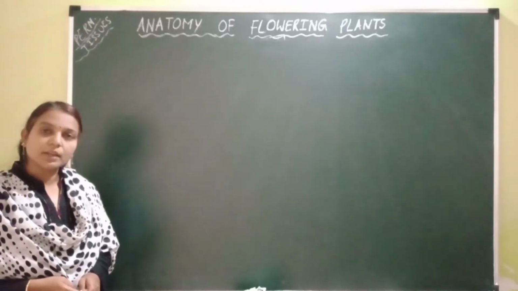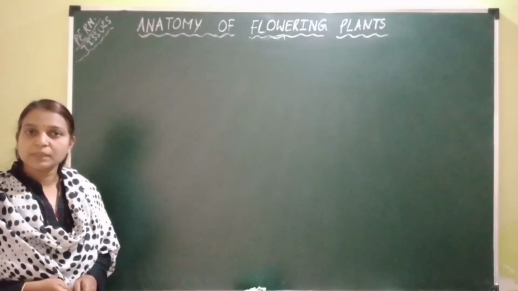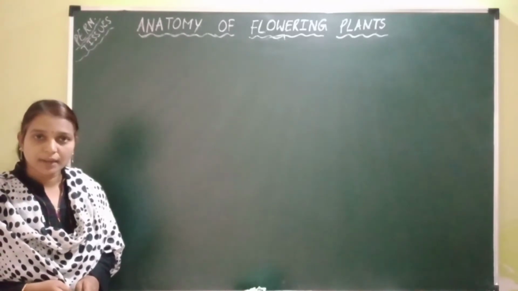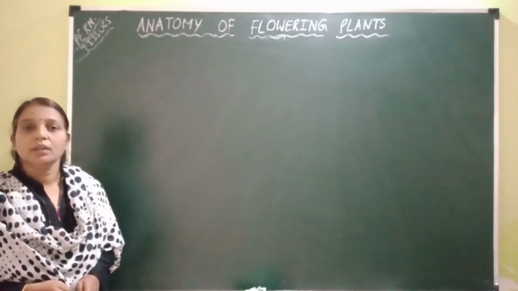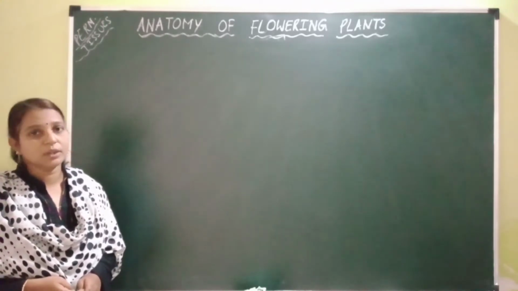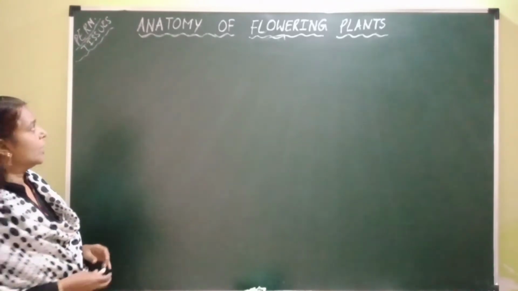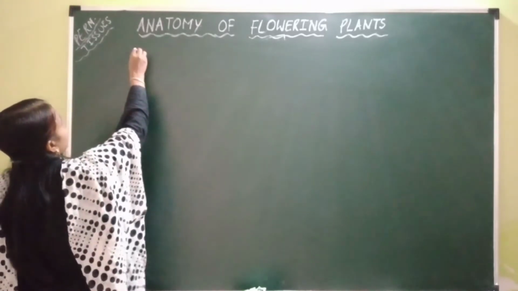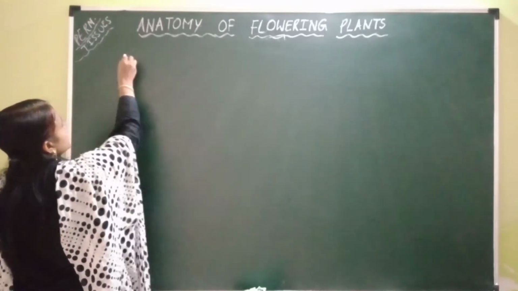Hello students, till now we studied about different types of simple permanent tissues, that is parenchyma, collenchyma and sclerenchyma. Now let's start with complex permanent tissues, that is xylem and phloem. In this video I am going to explain about xylem.